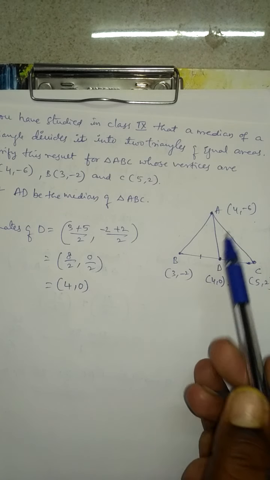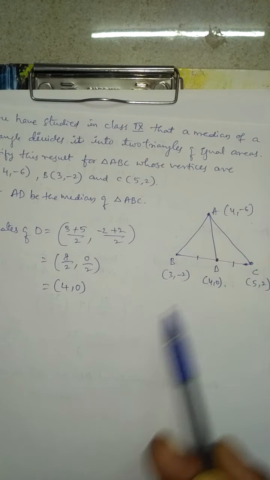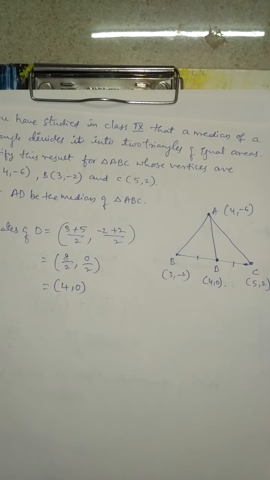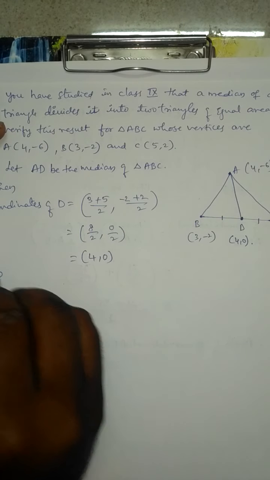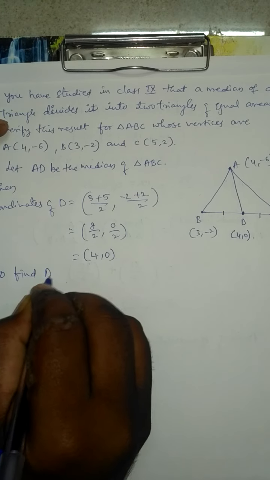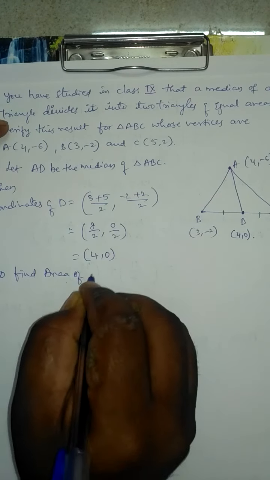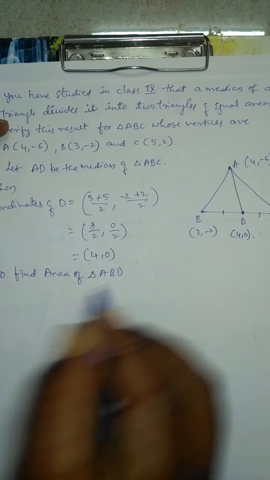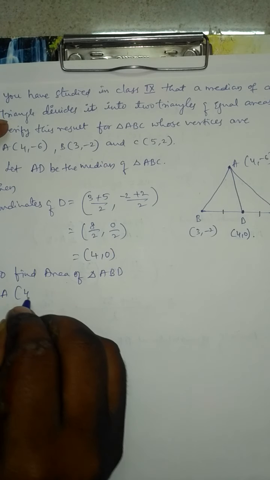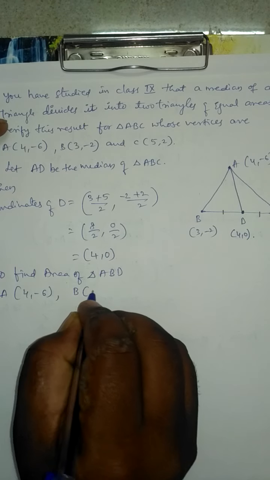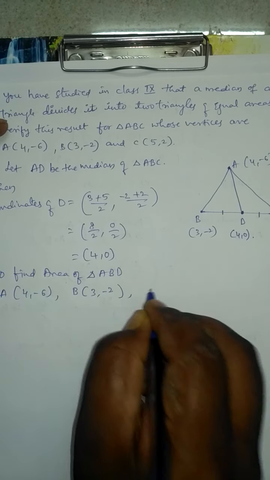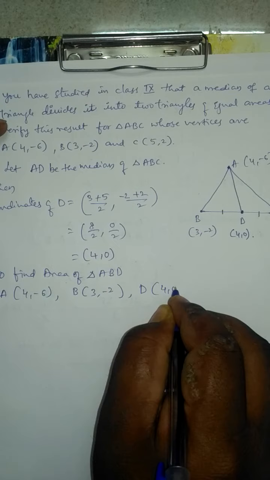And by using coordinates of ADC, we have to find out the area of triangle ADC. Both will be equal. That is what you have to prove here. To find the area of triangle ABD: here A coordinates are 4 comma minus 6, B coordinates are 3 comma minus 2, and D coordinates are 4 comma 0.